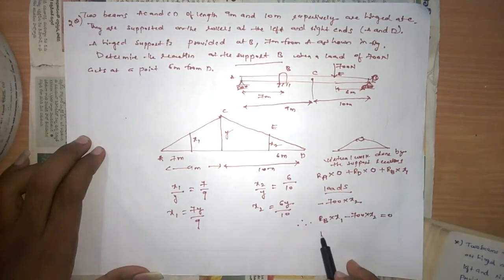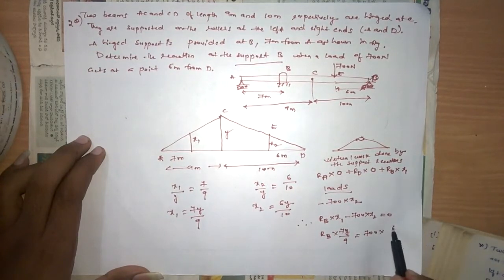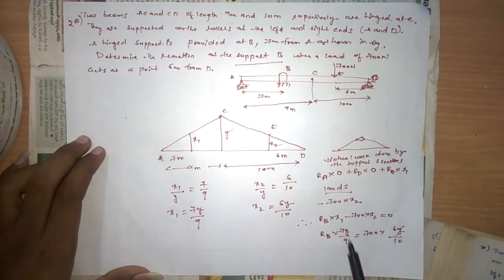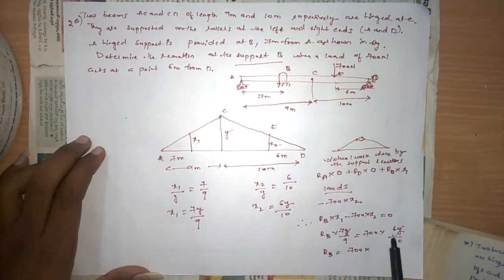Therefore, RB into x1, which is 7y by 9, is equal to 700 into x2. Here x2 is 6y by 10. Y gets cancelled. Now RB equals 700 into 6 into 9 by 7 into 10. The final answer is RB equal to 540 newtons.